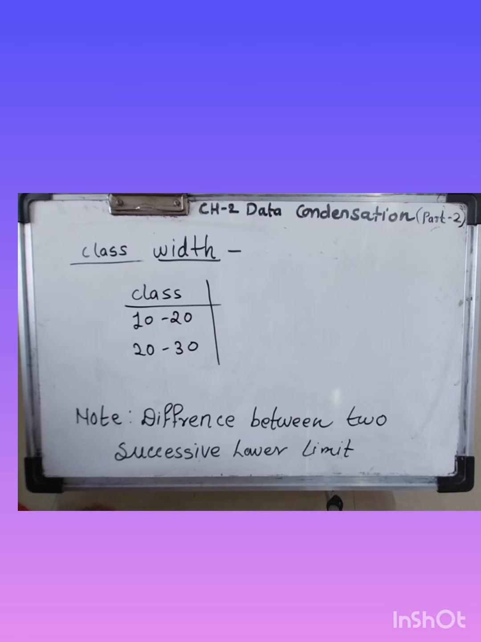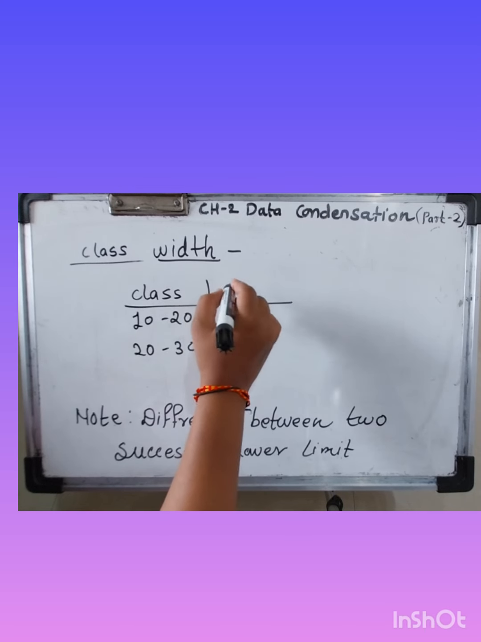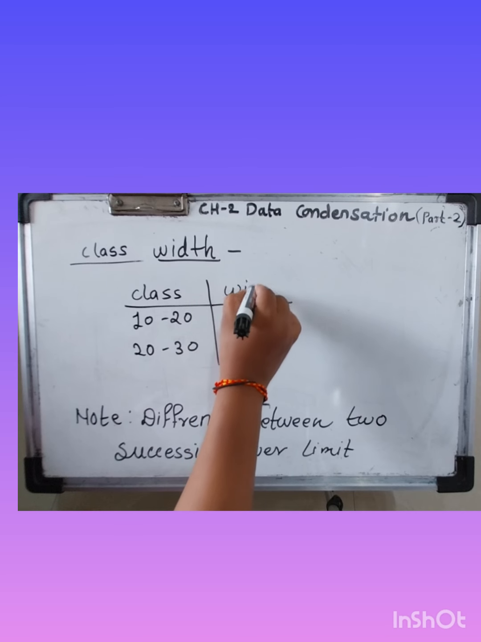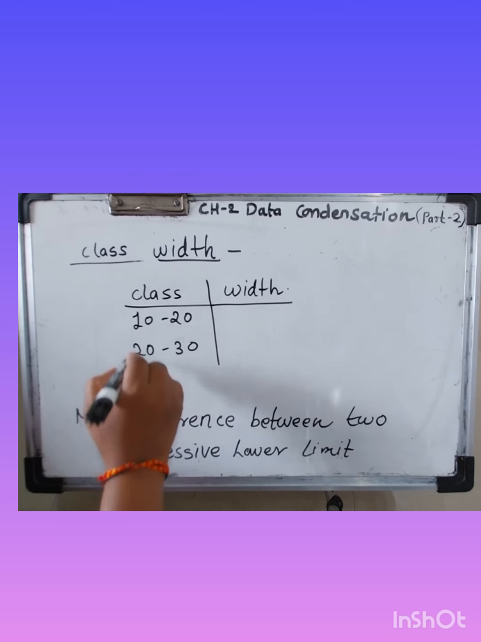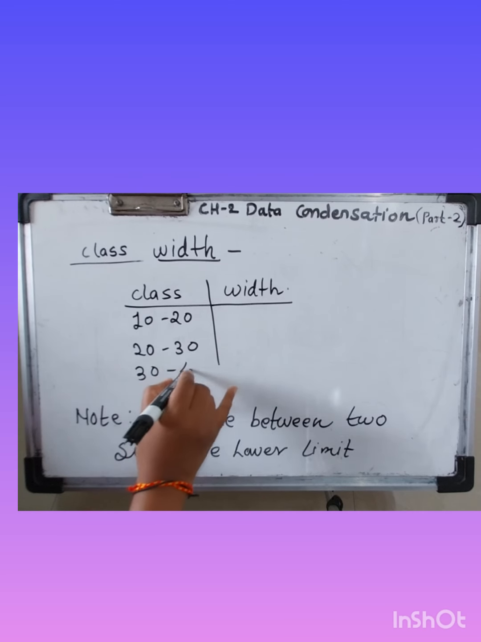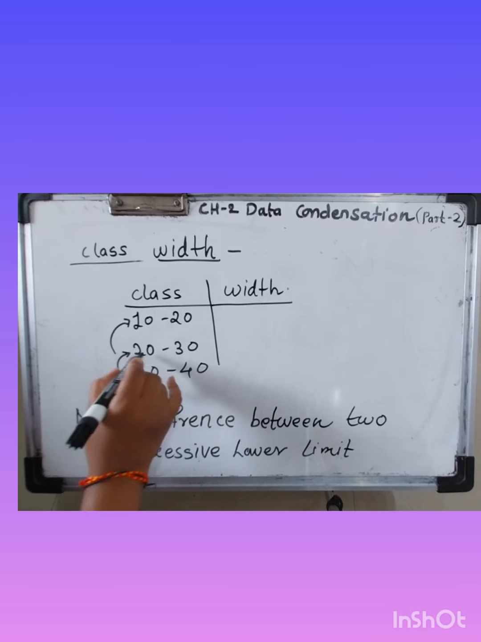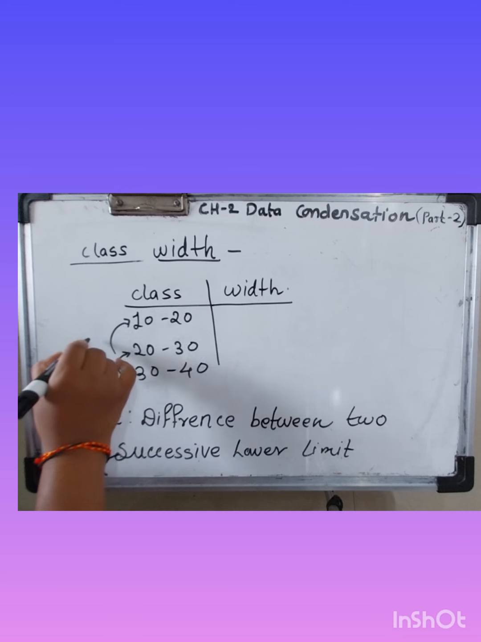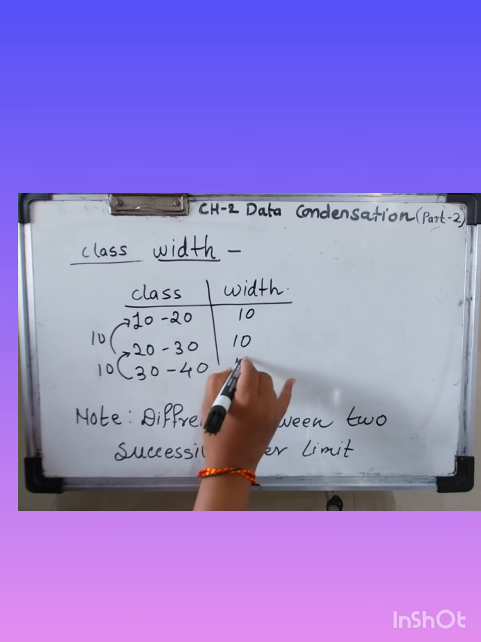Next is class width. Okay. Class width means, suppose this is my class. What we have to find here? Width. What is the class width? Class width is the difference between two successive lower limits. This is the lower limit, difference between two successive lower limits. 30 minus 20 is 10, 20 minus 10 is 10. So class width is 10, 10, 10.